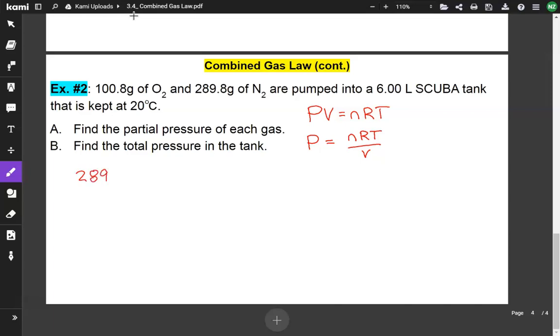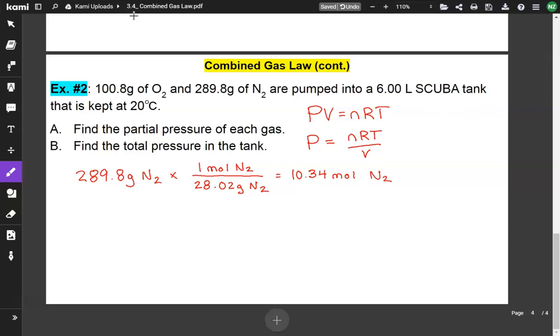So for nitrogen, 289.8 grams of nitrogen, let's convert that to moles. For every 1 mole of nitrogen, we have 28.02 grams of nitrogen. When we do our math here, we end up with 10.34 moles of nitrogen.